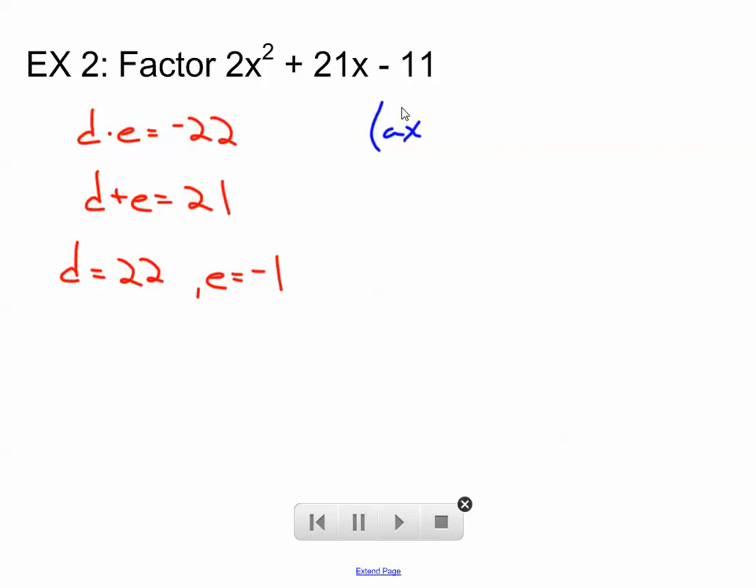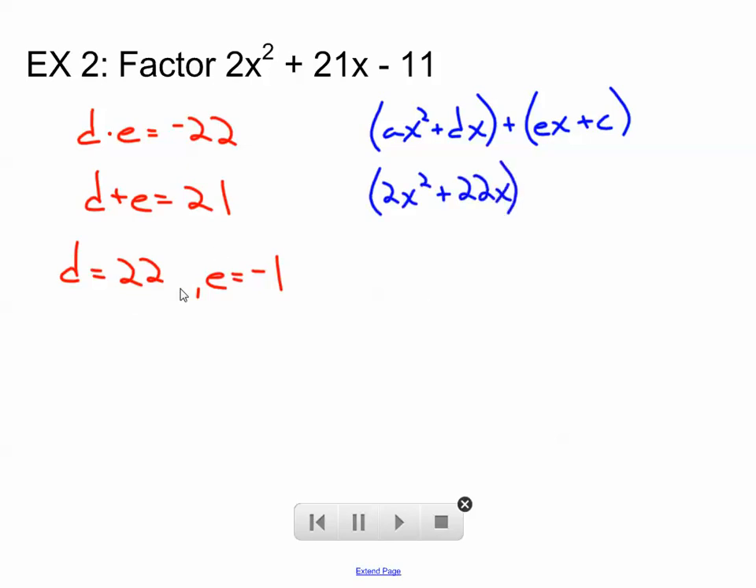So that's the toughest part. At this point, it's really all going to be procedure. I've got this formula for you: ax squared plus dx plus ex plus c. A is 2. D is 22. E is negative 1. And c is negative 11. Okay. Now we'll factor out the greatest common factor. 2x squared and 22x are both divisible by 2x.